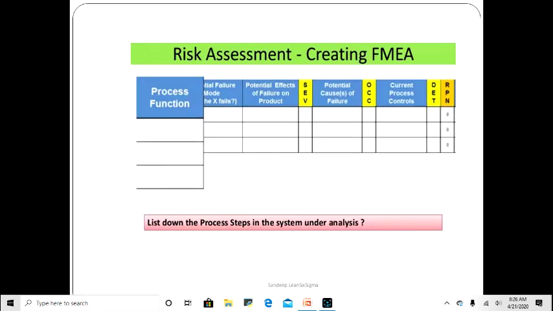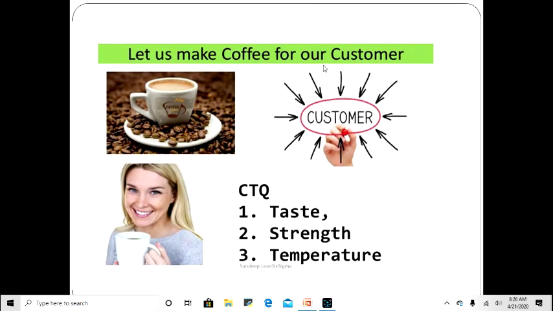Instead of looking at an example from the pharma sector, like how a tablet is produced, where, if you're not aware of the steps, it may be a complicated example, I thought I'll take a very simple example: your customer wants a coffee, and when you are making the coffee, what are the risks associated and how do you assess the risk. It's just for understanding the RPN number and severity. I have taken this example.